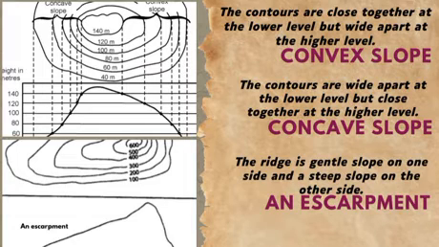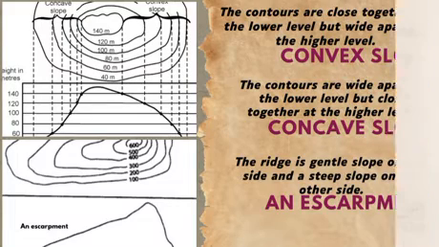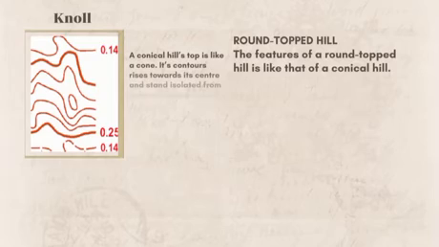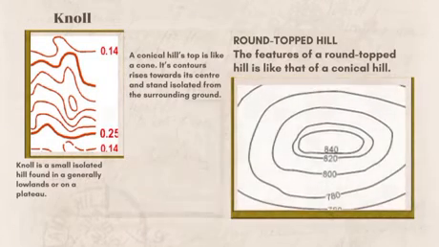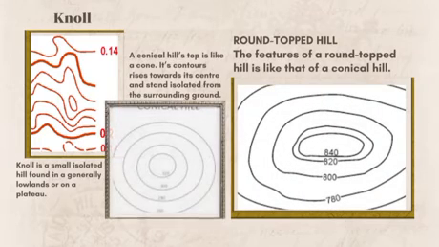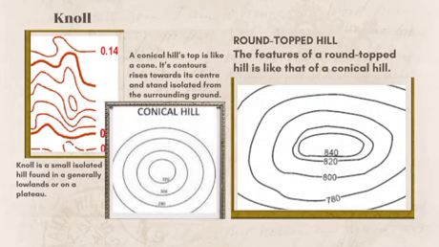The next is an escarpment. The contour lines representing an escarpment on one side of the ridge are widely spread, and on the other side they are compact, and it shows that the two sides are of two different landform representations. Next is a knoll. A knoll is just like a conical hill on a lowland, and it is basically like an elevation on a plain or lowland.